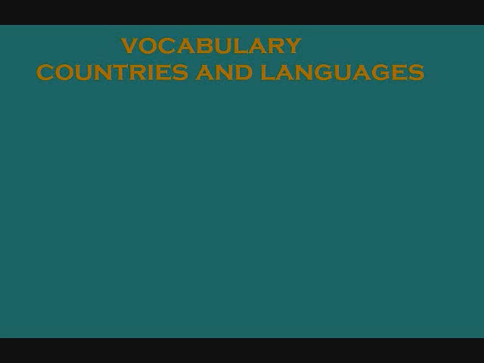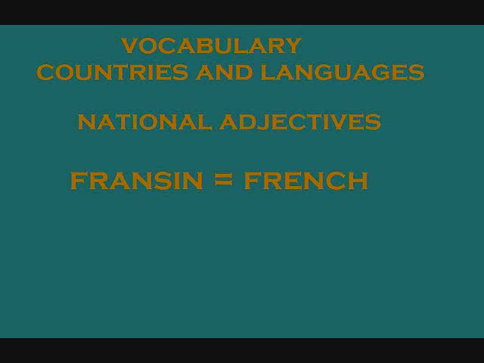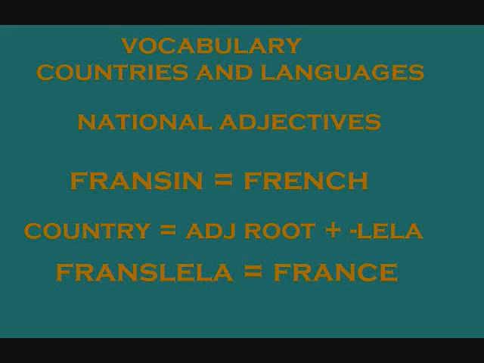In Dangin Nira, countries are known by their national adjective. For example, the national adjective of France is Fransin, which would mean French. To talk about the country itself, you remove the adjective ending and replace it with Lela, which denotes a place having the characteristics of the adjective. For example, France would be Franslela.